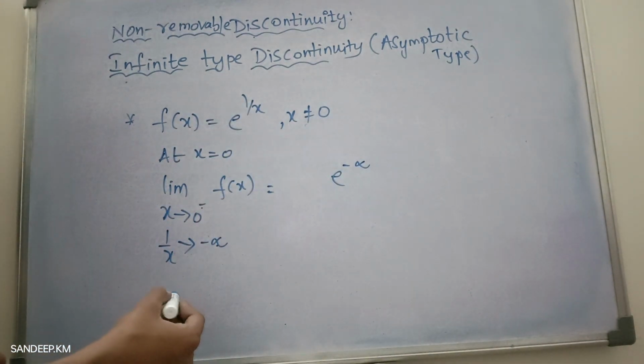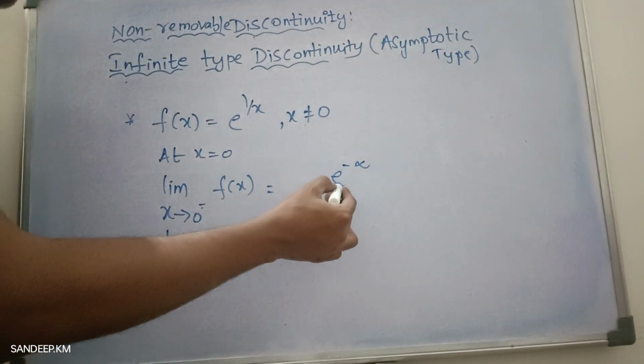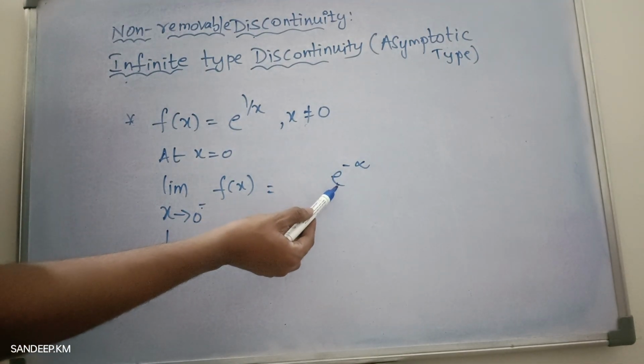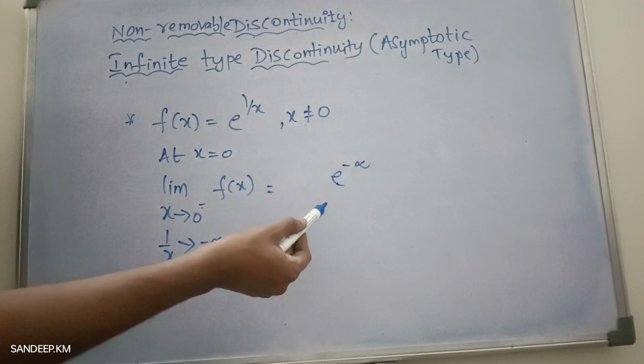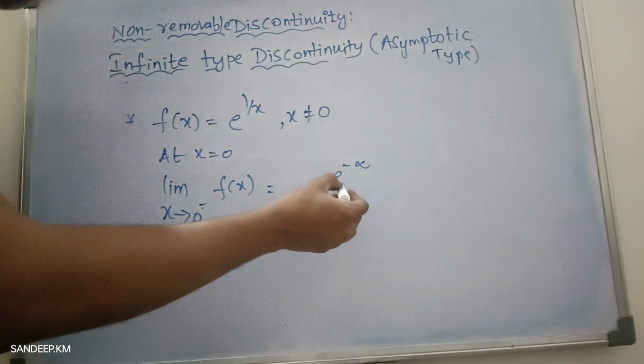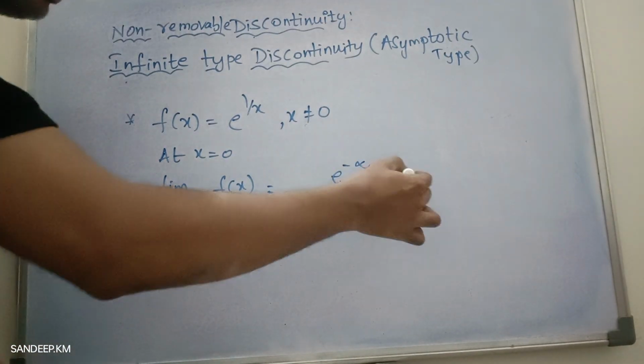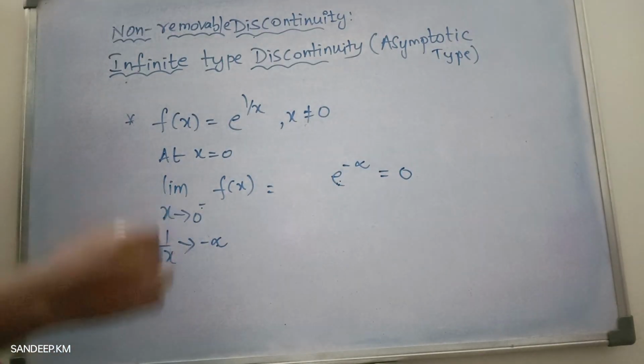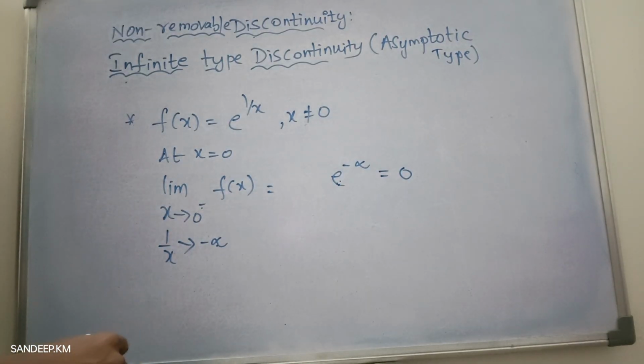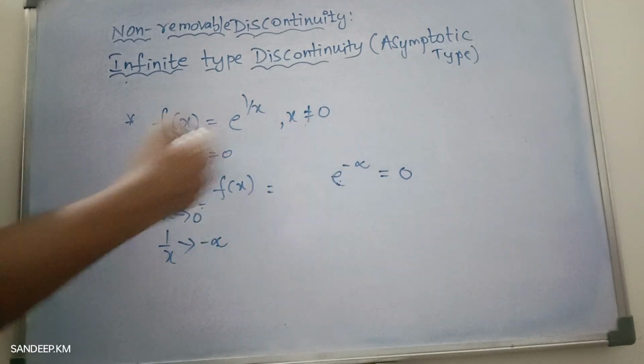And already in the chapter of limits we discussed that improper fraction, e is approximately 2.71. Improper fraction, 2.71 is improper fraction. Power minus infinity, improper fraction power minus infinity is 0. We have discussed it in limits chapter, do check it once. Okay, so the left hand limit is equal to 0.